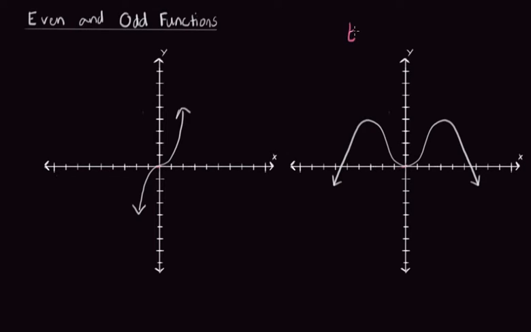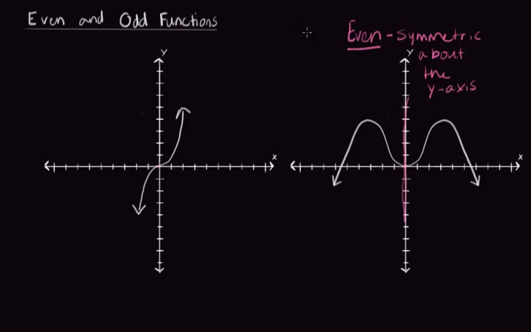So this function is even because it's symmetric about the y-axis. That means that the y-axis acts like a mirror here, right? And it's the same on either side of the y-axis. It's the same over here as it is over here. This acts like a mirror. So this is an even function.